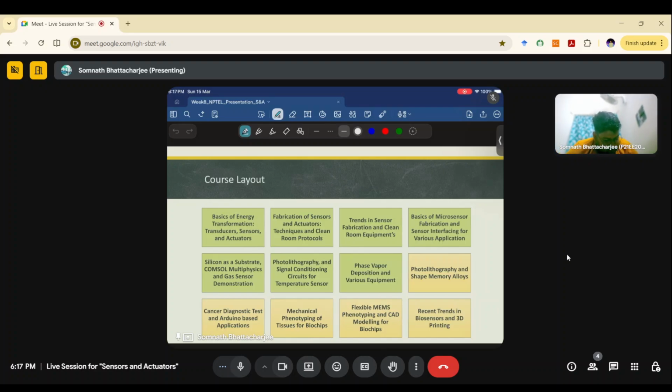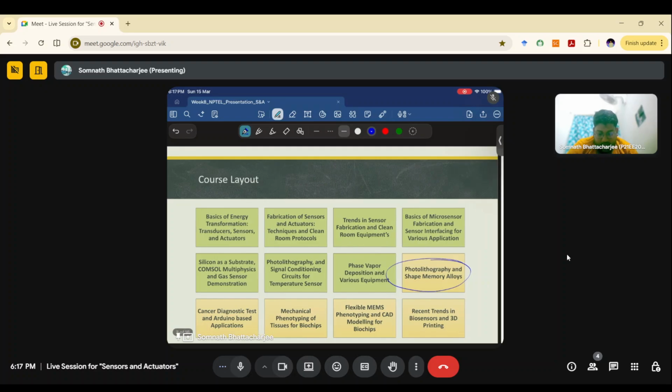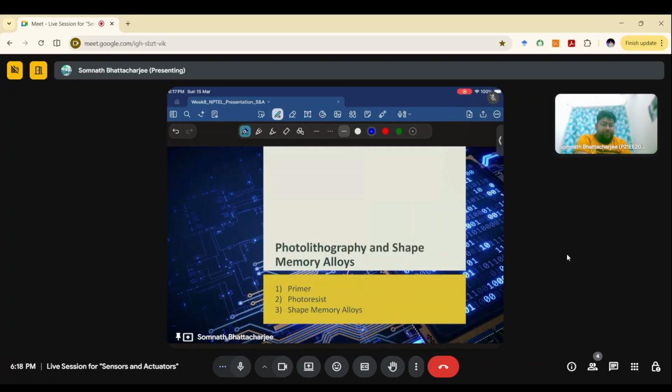In the last class, we learned about vapor phase deposition, including sputtering and thermal evaporation, and about various equipment. Now in this class, we'll learn about photolithography in more depth, though I won't be going into that much detail. Further, we'll discuss shape memory alloys in greater depth. This module is known as photolithography and shape memory alloys.